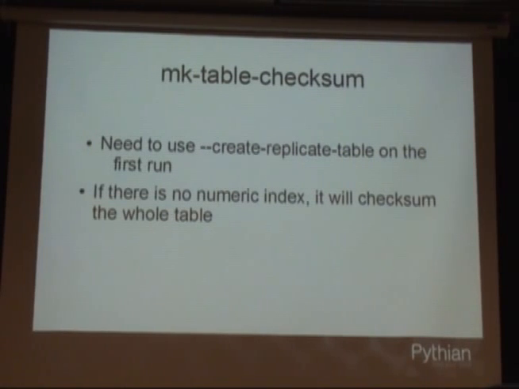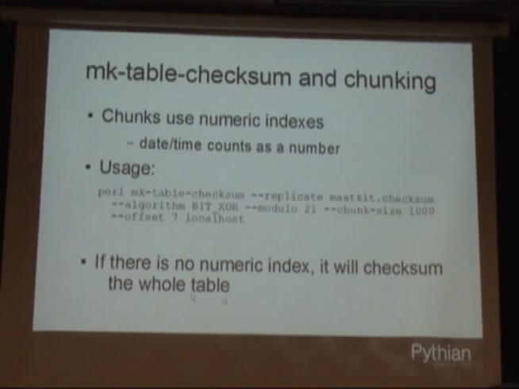So mk-table-checksum, there is a --create-replicate-table option on the first run. Otherwise it'll try to insert into a table that doesn't exist. But pretty much when we do this, we have something like modulo 21, we've got, let's say, not 100 gigabytes for modulo 21, we might have like 20 gigabytes of data. And so we found that chunk sizes of about 1 gig work well. So if you have 20 gigs of data, we'll divide it into modulo 21.